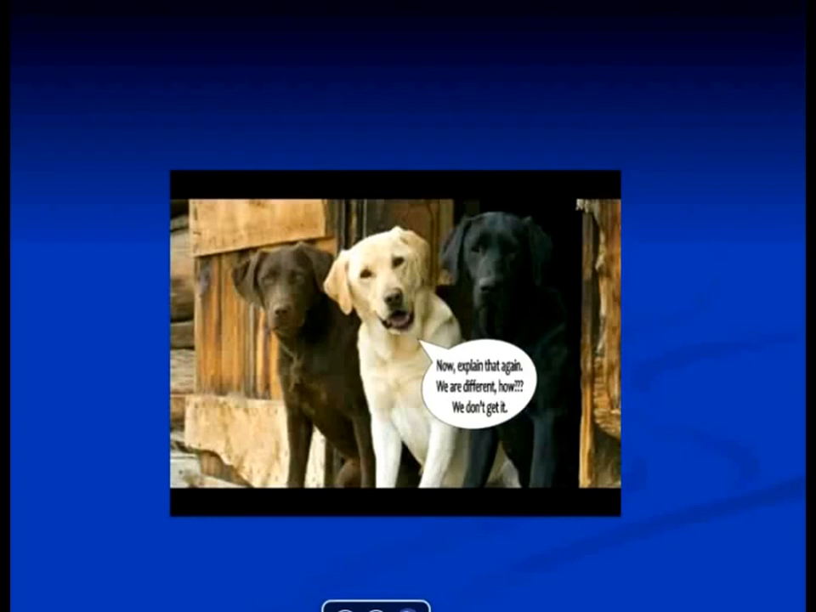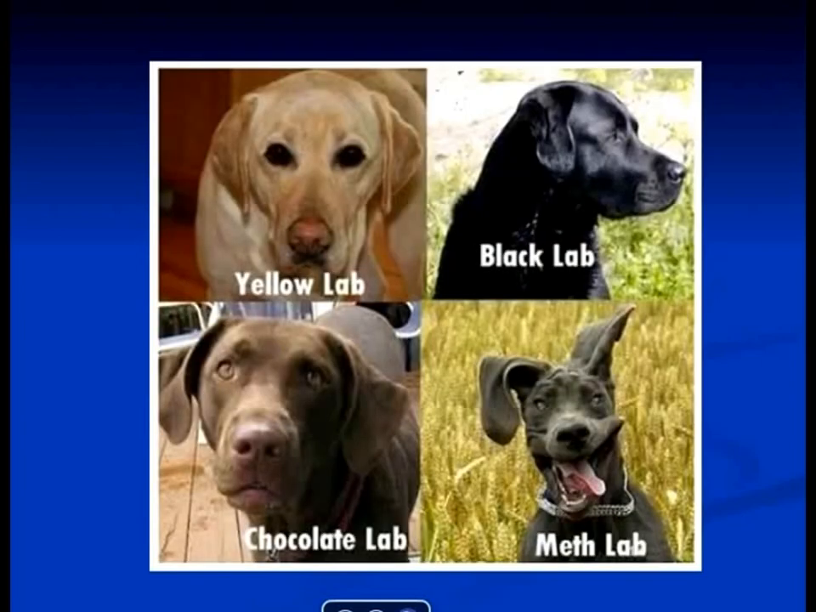This is supposed to be you. Now, explain that again. We are different how? We don't get it. Right? It's sort of supposed to be like a feel-good message about racial equality, if you didn't get that. Slightly more popular is this one with yellow lab, black lab, chocolate lab, and meth lab. Thought we'd end on a humorous note.